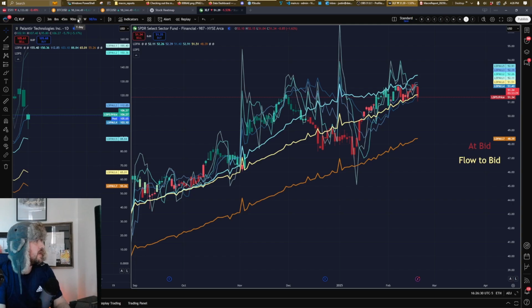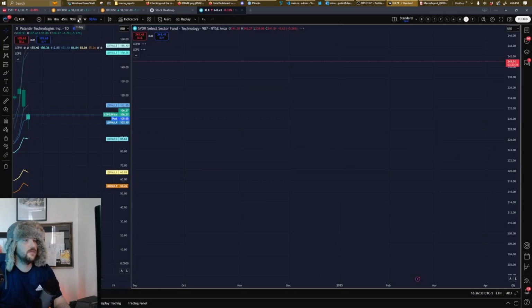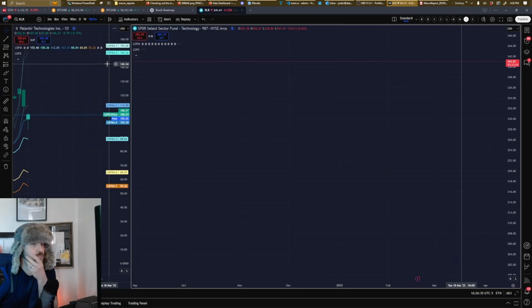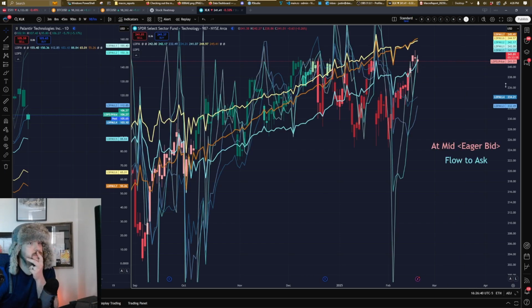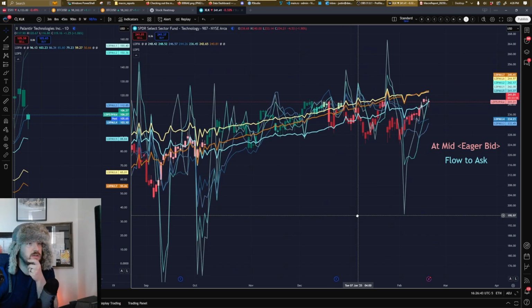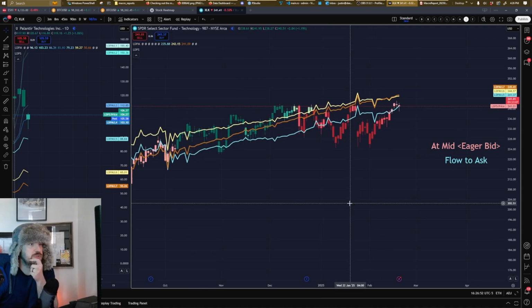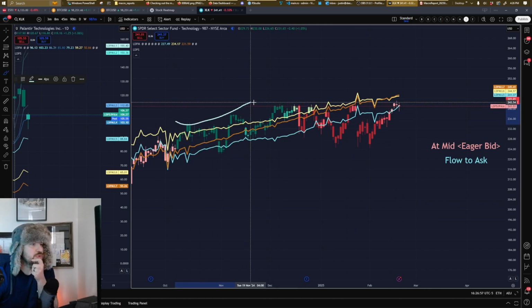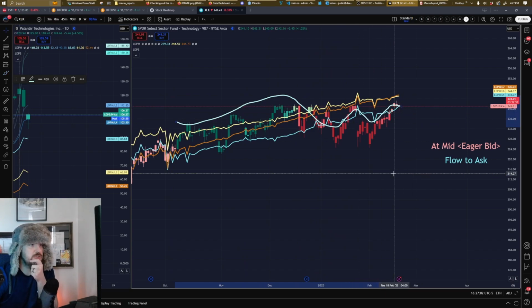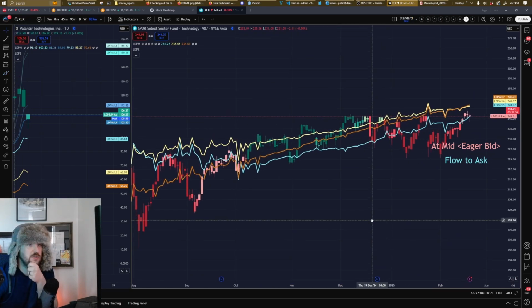What about XLK? Messy. So I'm going to get rid of the eagers. They're all over the place. It's never a good sign. So we have bull trap, bull trap, bull trap, bearish, bearish, bearish, bearish, bearish. So bull trap into just pure bearishness.